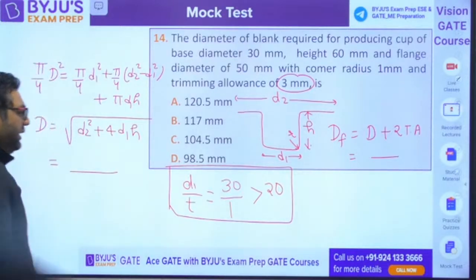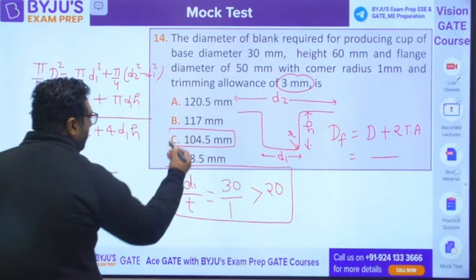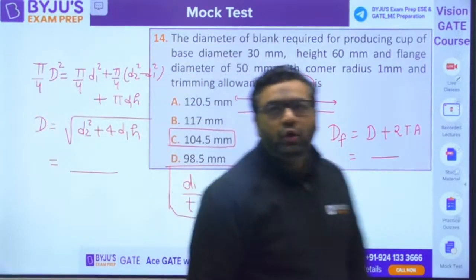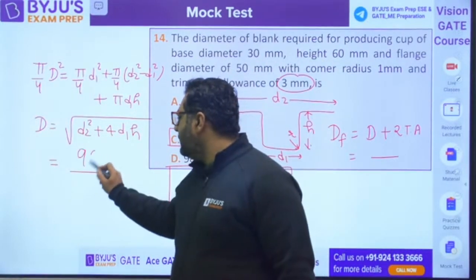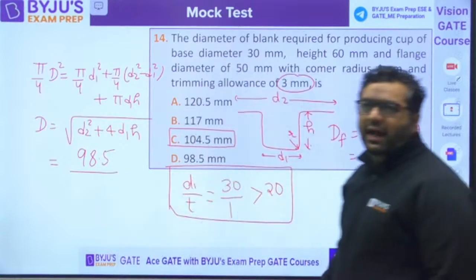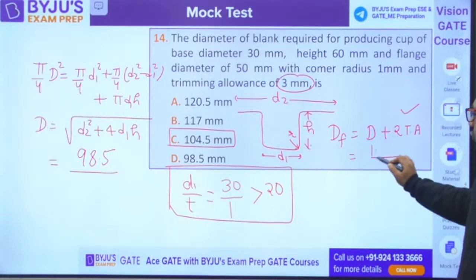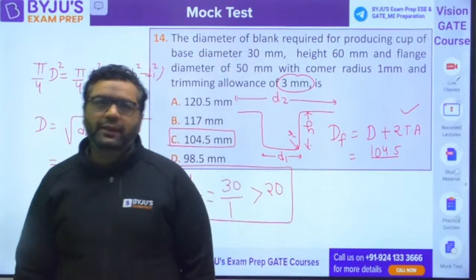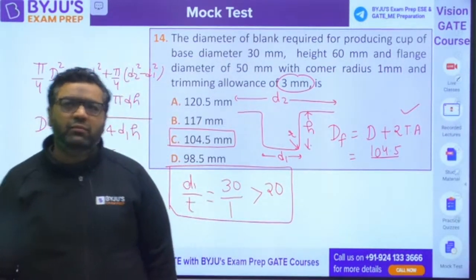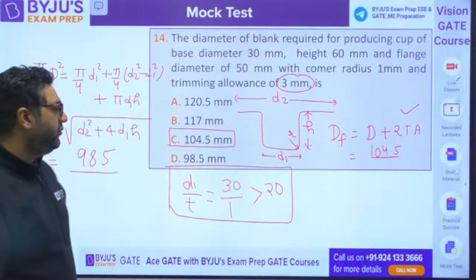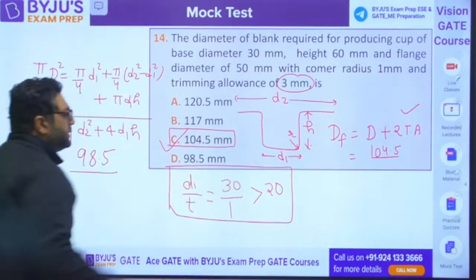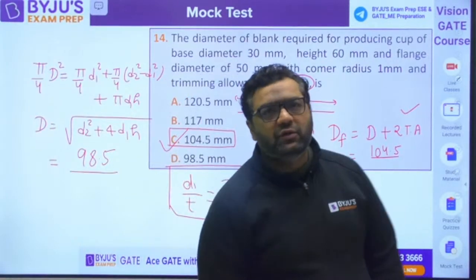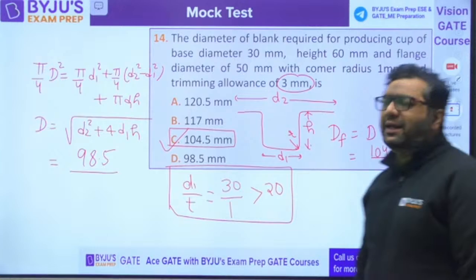I feel you would be getting 104.5 after trimming allowance. Rohan, 98.5 you would be getting here, I feel. When you will add the trimming allowance, it will become 104.5. Yes. So you would be getting some questions like that in the paper. Every question will not be very easy and without calculations. C would be the right answer for this. Very good. So moving to the next question, guys.